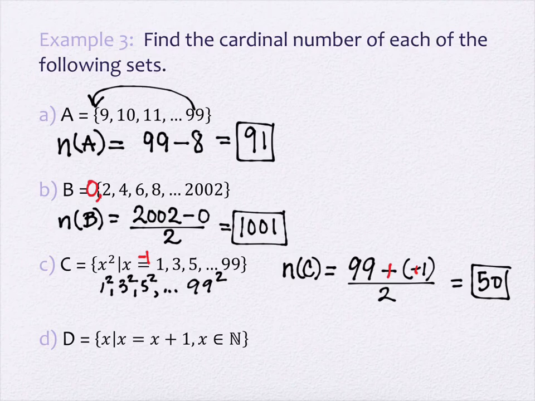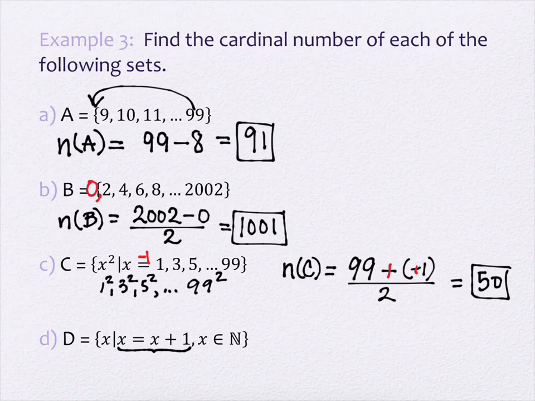The last one actually is quite different than the first 3. I'm not counting things in quite the same fashion. This one says, I want all the x's where x satisfies this equation. X has to equal x plus 1. X are natural numbers, but x has to equal x plus 1. Is it possible? No, it is not possible.